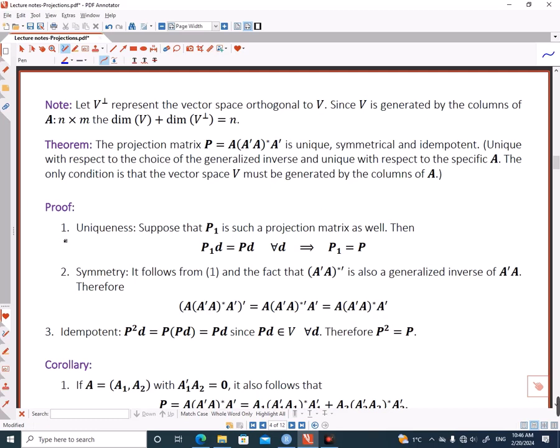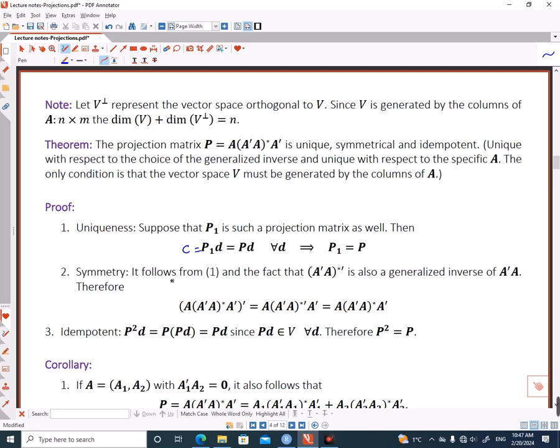The proof is pretty simple. For the uniqueness, we don't have anything further to say. Since it's a projection matrix, I can write C as P1D according to the previous result, and it is equal to PD. So from this expression, P1 is equal to P. So it is pretty simple.